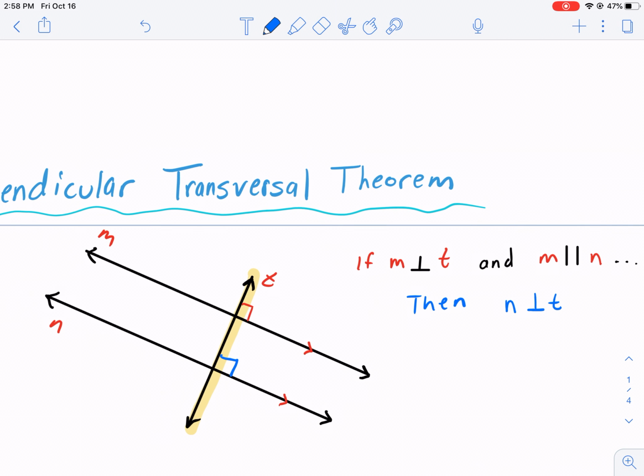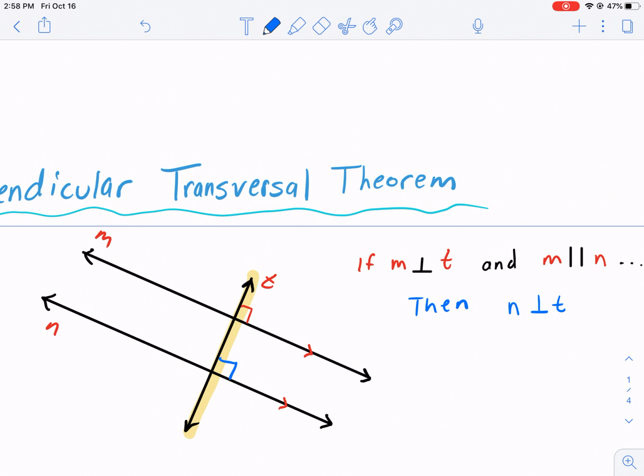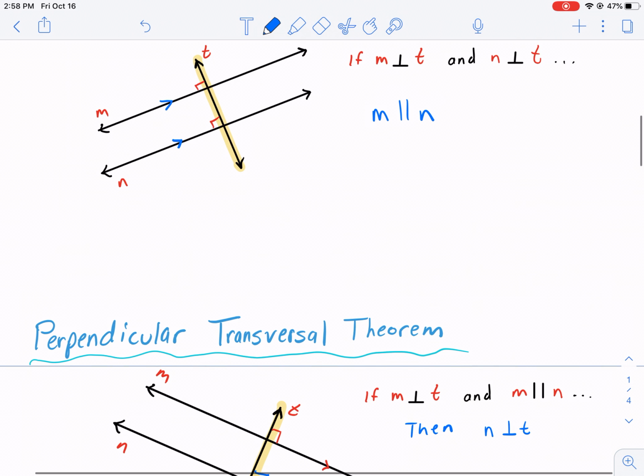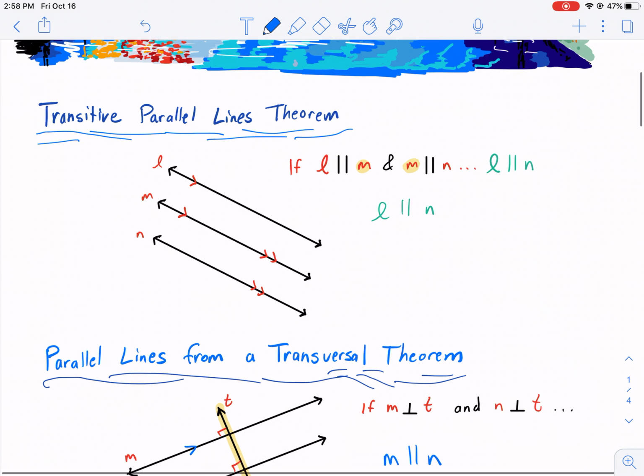So that's just using some logic and reasoning. We can figure out angles just by using some of these theorems and logic that we learned earlier. That's all we have, those three.